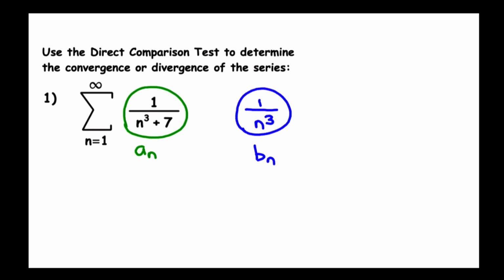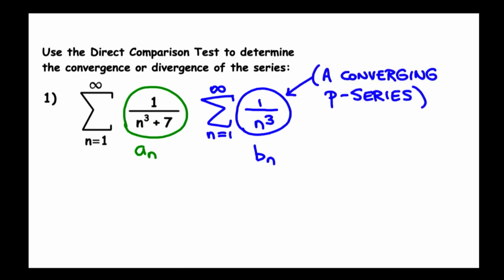I'm going to make it something that I know something about: 1 over n cubed. I know that if I throw a sigma in front of this, it's a p-series. In fact, it's a converging p-series because p is 3, that's greater than 1. And you want to state that. You want to write, hey, this is a converging p-series. And because the A sub n has the extra plus 7 in the denominator, everything else being equal, it's going to be less than the blue. Okay, so the inequality sign is going to face that direction.